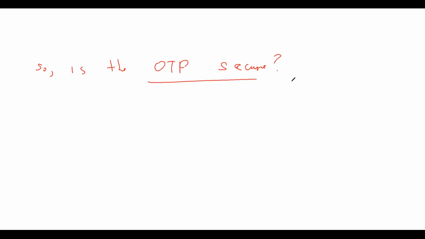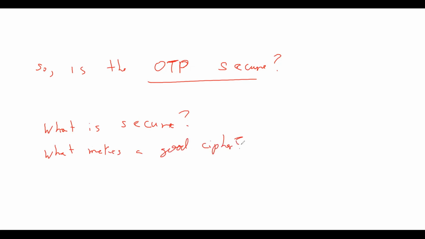And so that also takes us to another question. If we want to know if the OTP is secure, the first thing we need to know is, what is secure? You see that? Because we're saying, is the OTP secure? Well, you might ask me, how do I know if something is secure? What is secure? Or, what makes a good cipher? Those are the key questions, okay?